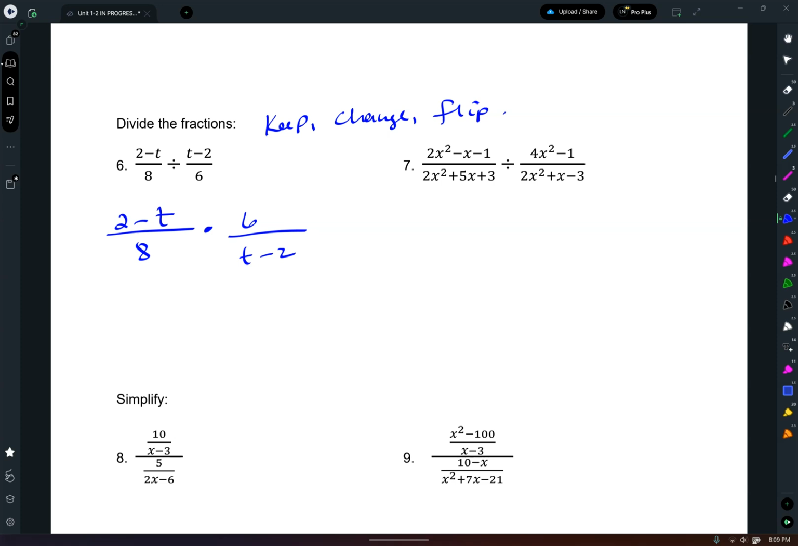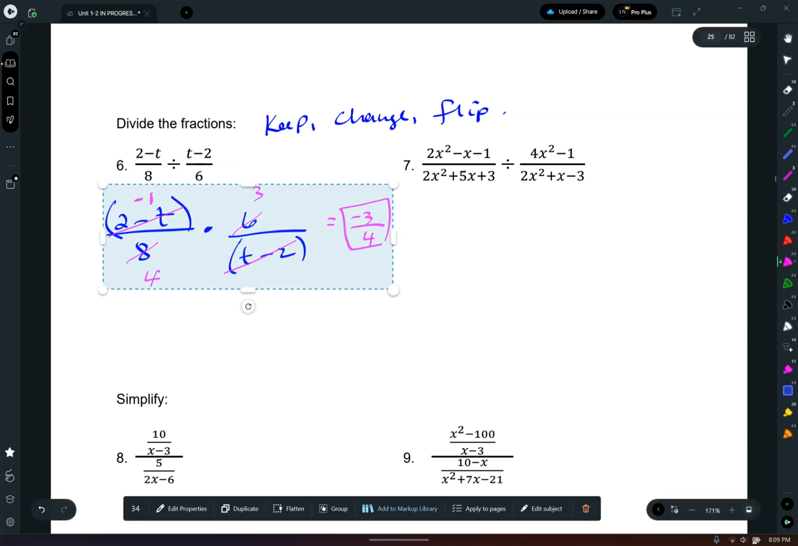Now, remember, there's an implied parenthesis around these subtractions. So I can cancel t minus 2 with 2 minus t, which leaves me a negative 1. And actually, 6 over 8 simplifies. Doesn't 2 go into both of those? So that's going to leave me a 4 and a 3. So my answer is going to be negative 3 over 4. Okay.